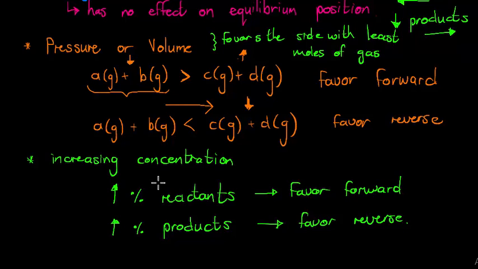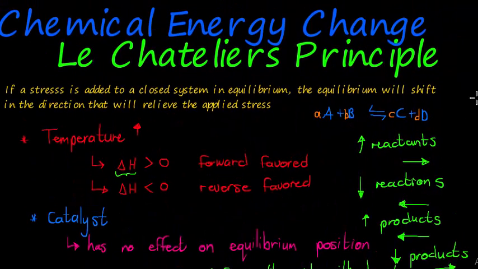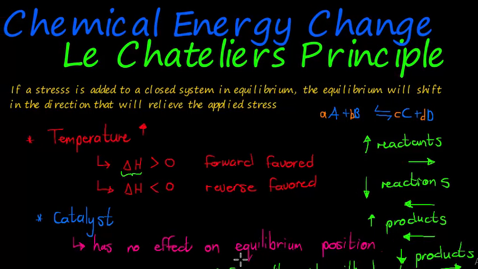Increasing concentration always has the opposite effect to the side that I'm increasing. So if I'm increasing the reactants, I'll produce more products. If I increase the products, I'll produce more reactants. And that's basically it. And using Le Chatelier to explain that effect simply refers to adding a stress to the system, and the system will react in the opposite direction to relieve that stress.